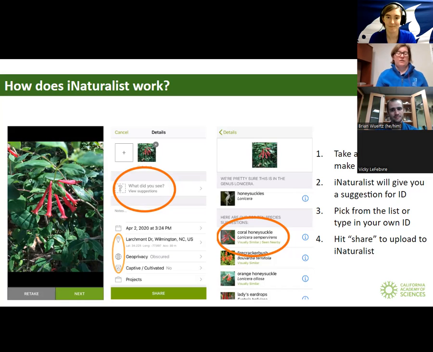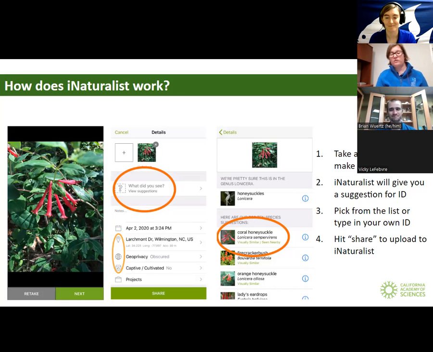And then another setting on here is called captive or cultivated. So for your observations to be research grade, which is something I'll talk about in a few slides, it has to be a wild organism. That's mostly what iNaturalist was created to do. But you can take pictures of captive animals. For instance, if you wanted to take a picture of your pet, you could, or a cultivated plant, a plant that is not wild. That will automatically turn on if they think that it is captive or cultivated.